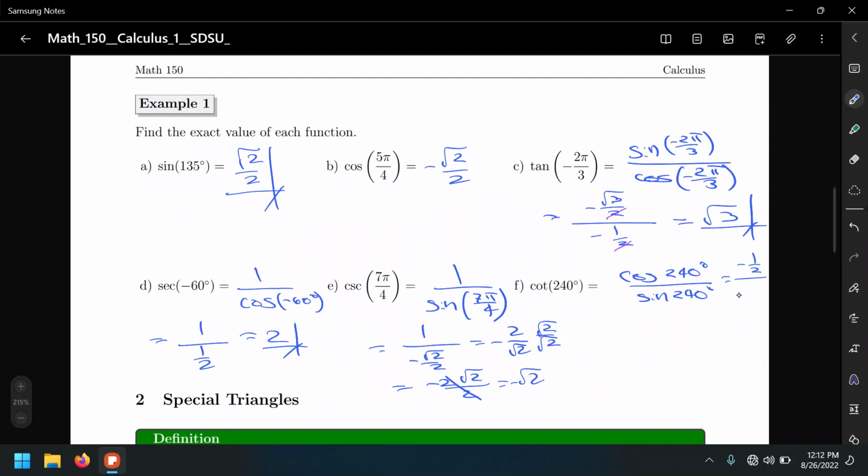So that's negative 1/2 over negative root of 3 over 2. Cancel these two. Negative over negative is positive, 1 over root of 3. And be sure to rationalize denominators, leaving us with root of 3 over 3.